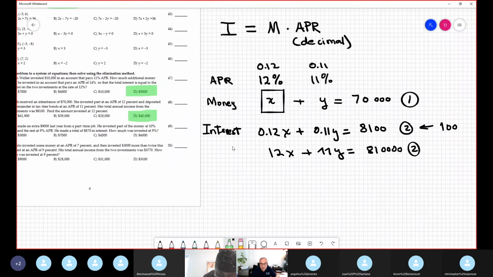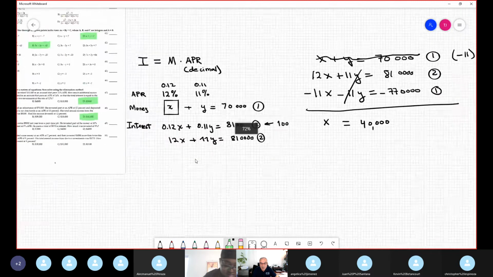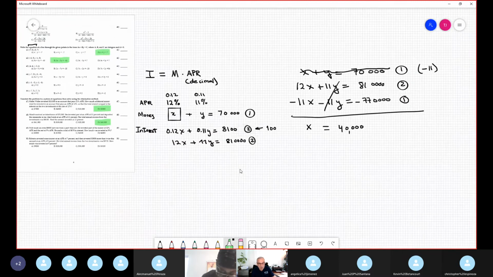Do you follow me? Do you understand? Remember, in my opinion the most complicated part is setting out the equations. Make the table. In this problem, you organize each column of the table corresponding to a different account. And the classical rows in this table are APR, money and interest. And this is the organization.